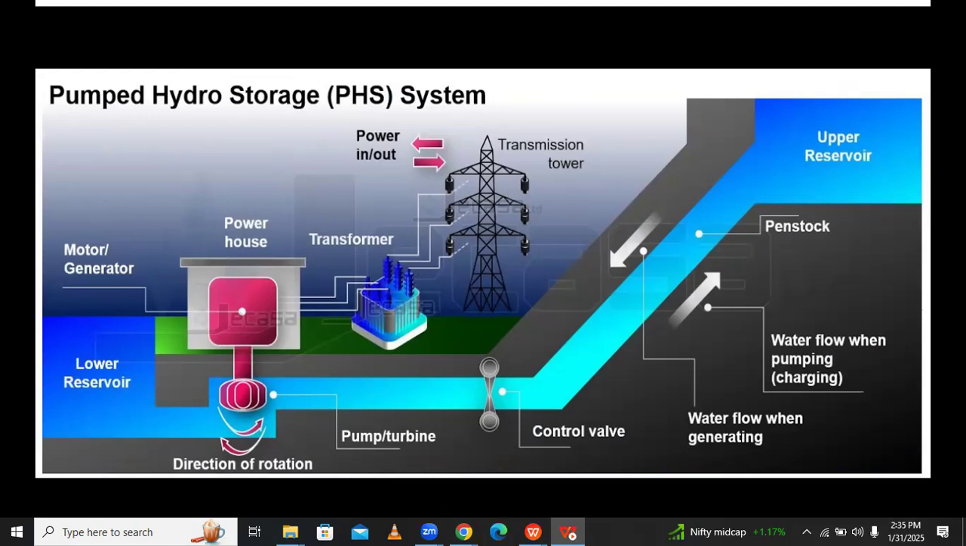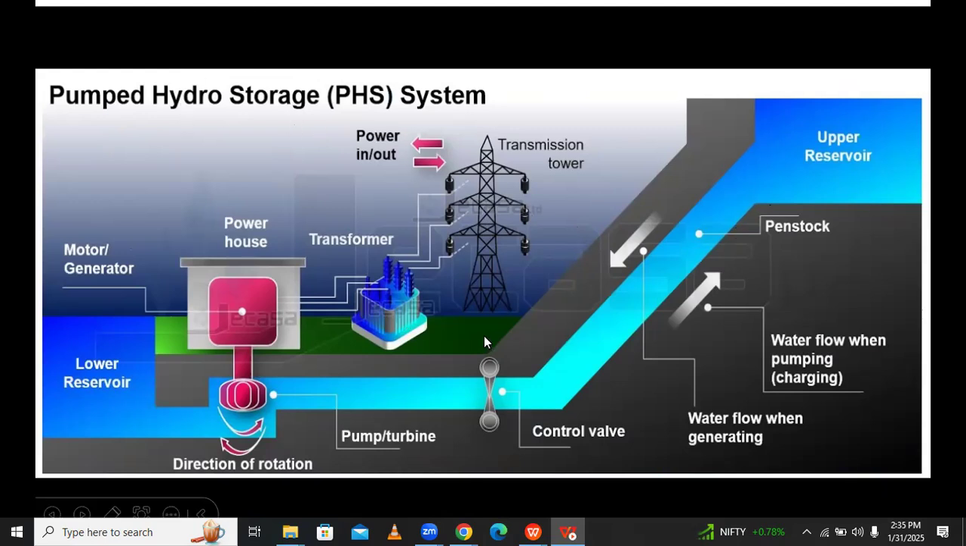Like this, the pumped hydro storage system works. Pumped hydro storage is used to generate electricity. Two directions, the power flow takes place. Under light load condition, and under heavy load condition, this can be used as a source. Under heavy load condition on the grid, pumped hydro storage systems can be used as a source.